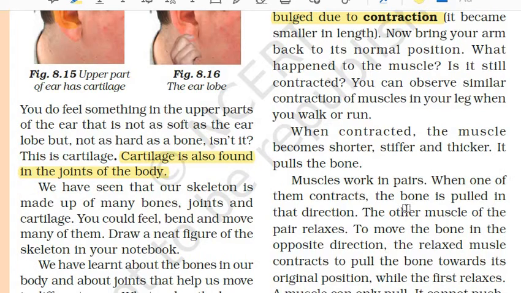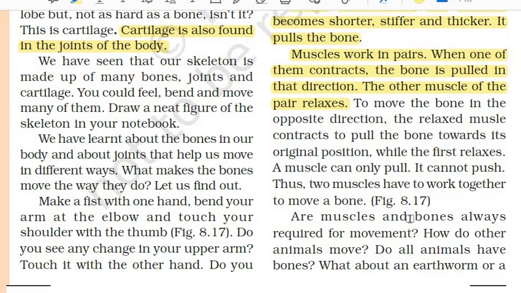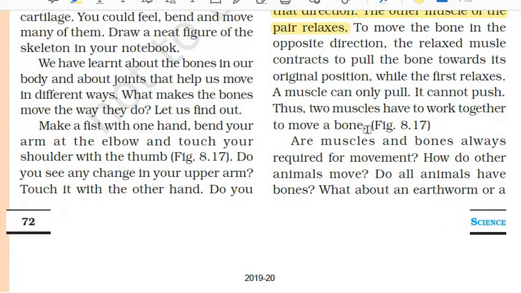So the muscles help the bones to move. When contracted, the muscles become shorter, stiffer, and thicker, and they pull the bone. The muscles work in pairs. When one of them contracts, the bone is pulled in that direction. The other muscle of the pair relaxes. That's how the movement takes place. To move the bone in the opposite direction, the relaxed muscle contracts to pull the bone back towards its original position. A muscle can only pull, it cannot push. Thus, the two muscles have to work together to move the bone.